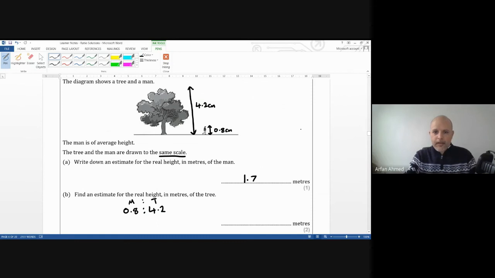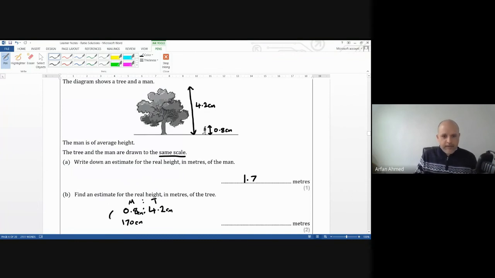So we said that the man's real height was 1.7 meters. Let's put that on this side. So 1.7 meters. These were centimeters, weren't they? Not meters. Okay, so let's change that to centimeters. So instead of writing 1.7 meters, let's call it 170 centimeters. That's better. Now everything's in centimeters.